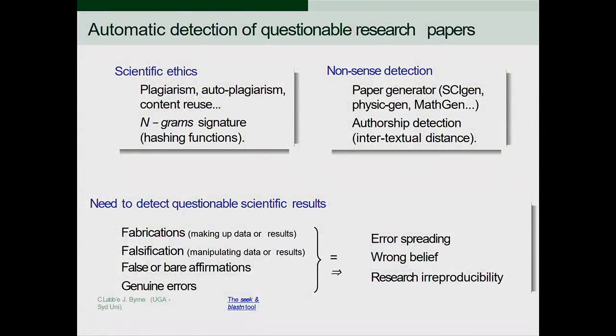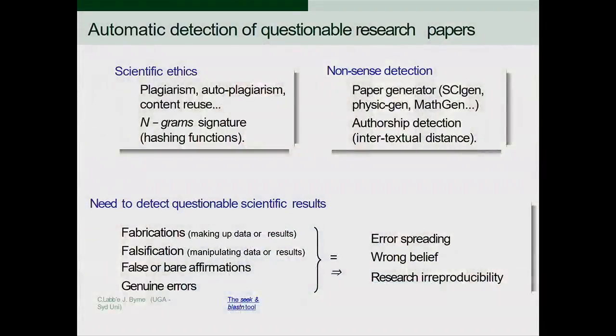Okay, so this is about automatic detection of questionable research papers. I think you all know what we are able to do for plagiarism; what is behind the detection is a hashing function. But there is also work dealing with detection of automatically generated papers. This is work that is funded by Springer Nature in my group. We are using the intertextual distance to do some machine learning to detect automatically generated papers.